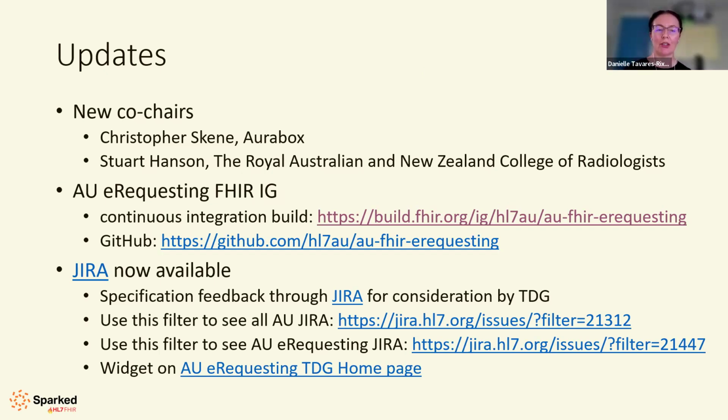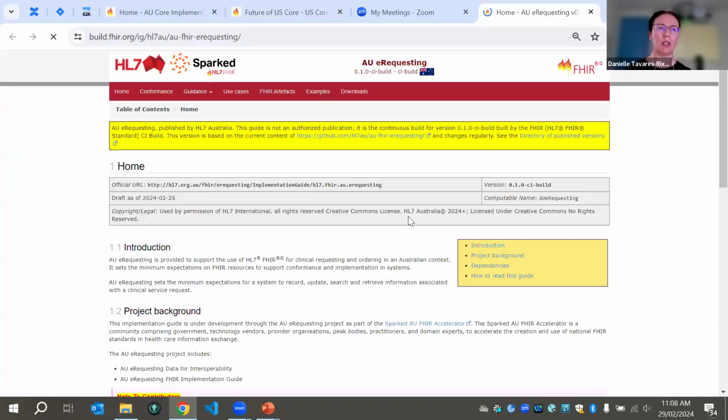And I'm just going to go through now our updates. We have a skeleton, a draft AU eRequesting FHIR implementation guide. I'm going to click on that link there and show you what's in there. Now, what we end up putting in our continuous integration build, and that is our current working draft, is the current consensus position. So until we essentially agreed on something, we didn't have content to put in. So we've got this draft.